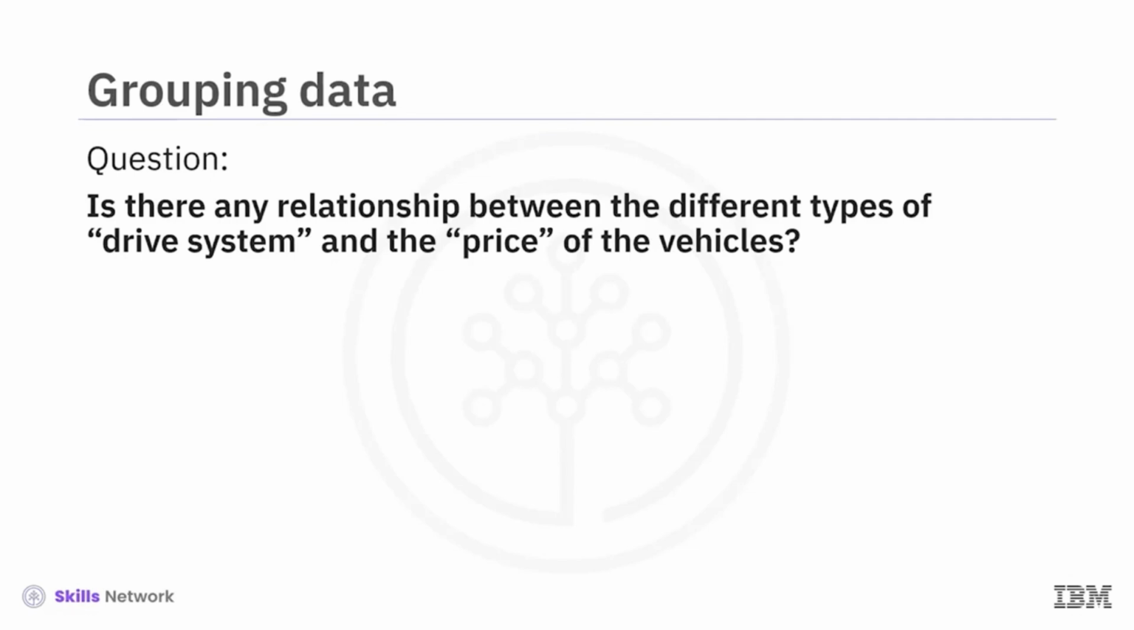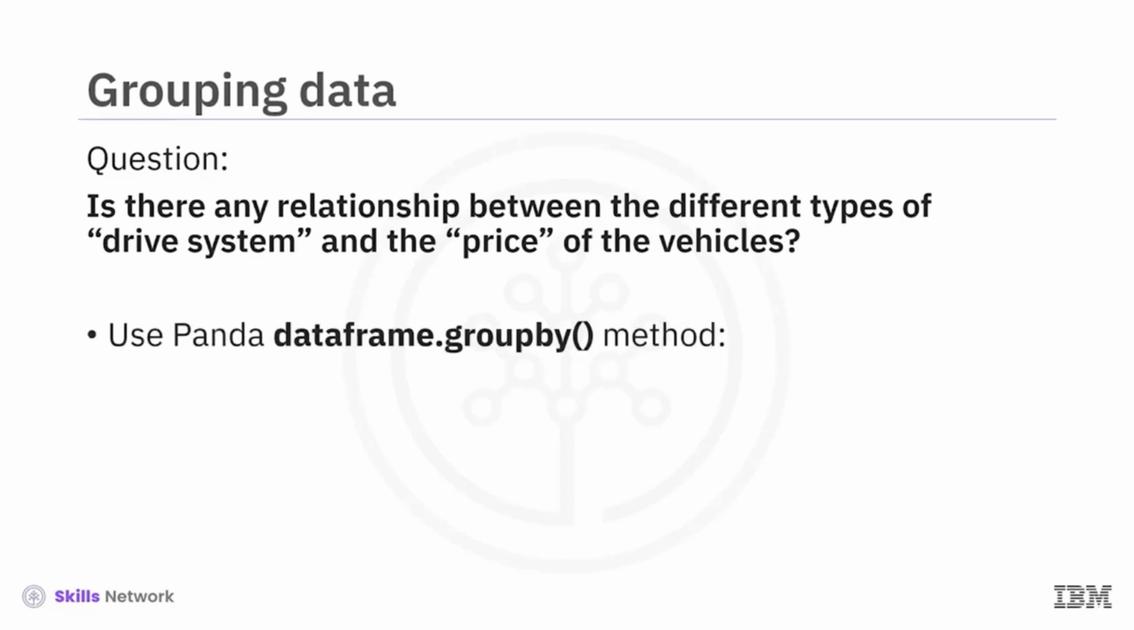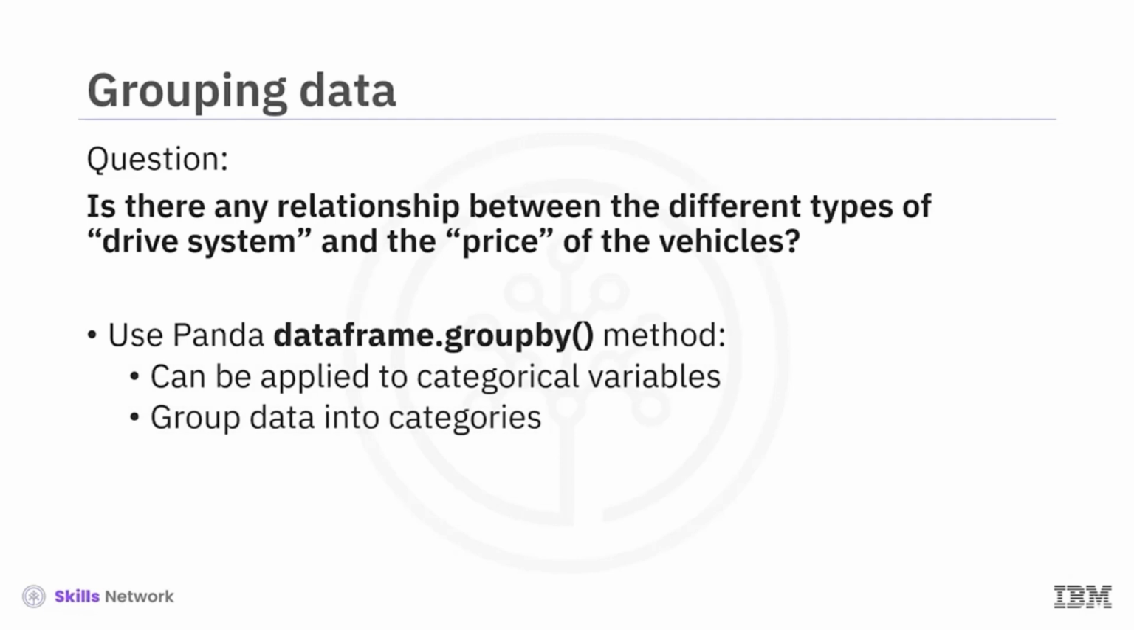It would be nice if we could group all the data by the different types of drive wheels and compare the results of these different drive wheels against each other. In Pandas, this can be done using the group by method. The group by method is used on categorical variables. Groups the data into subsets according to the different categories of that variable. You can group by a single variable, or you can group by multiple variables by passing in multiple variable names.